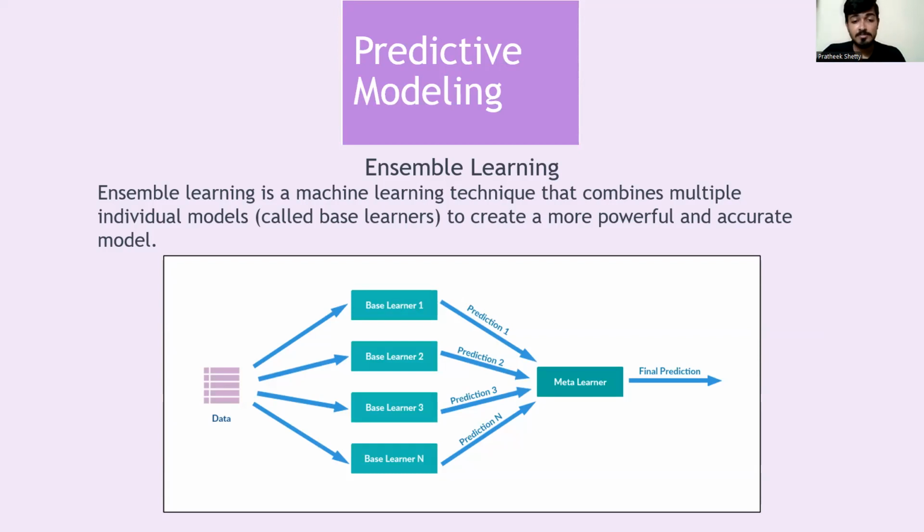In this diagram, there are several base learners here. For example, base learner 1, base learner 2, base learner 3, which give predictions of prediction 1, prediction 2, and so on to prediction n. The meta learner takes these prediction values as input and gives a final prediction value based on aggregation.